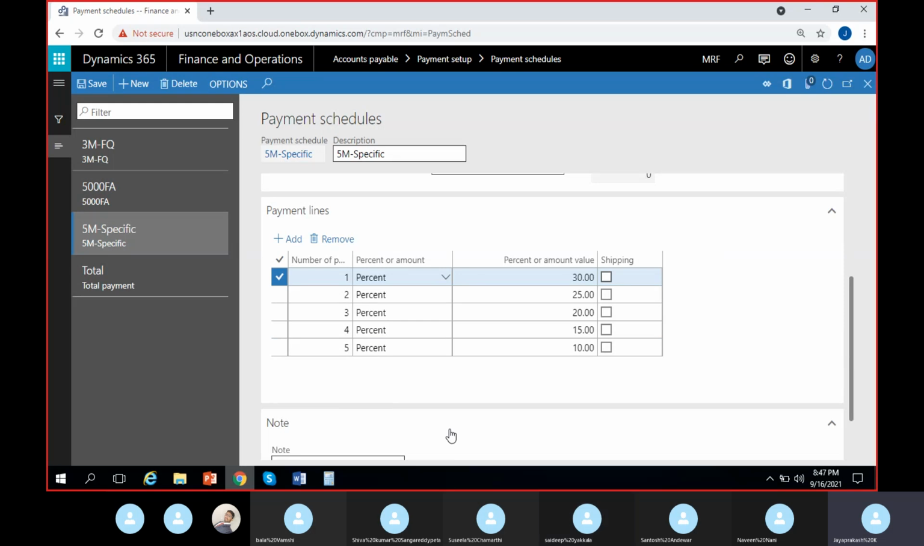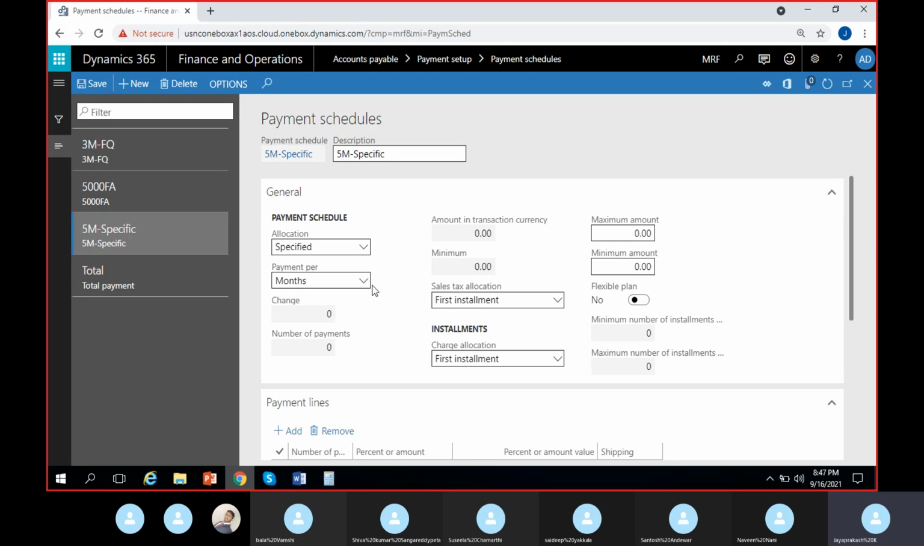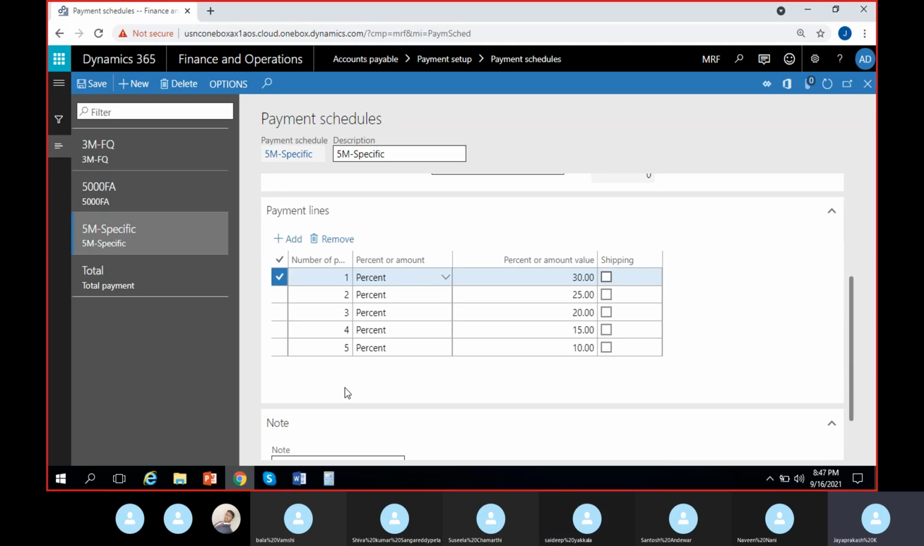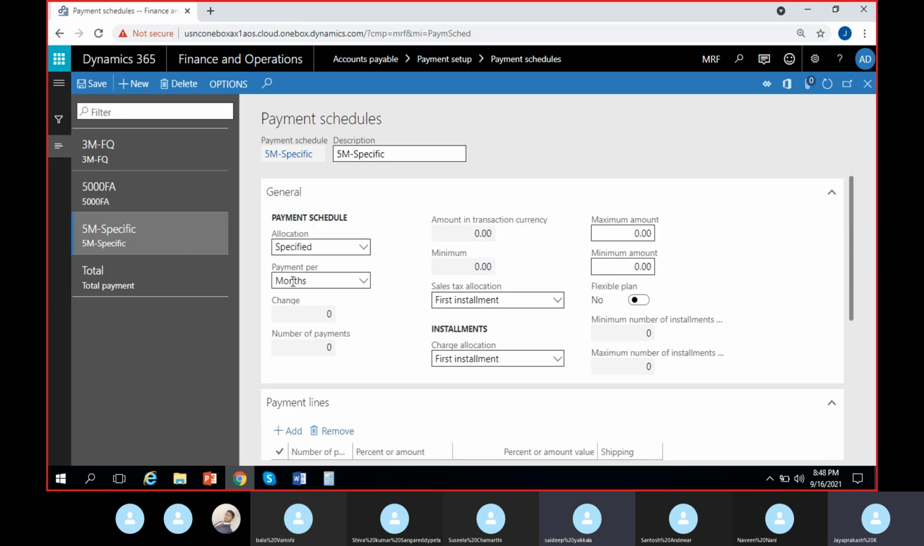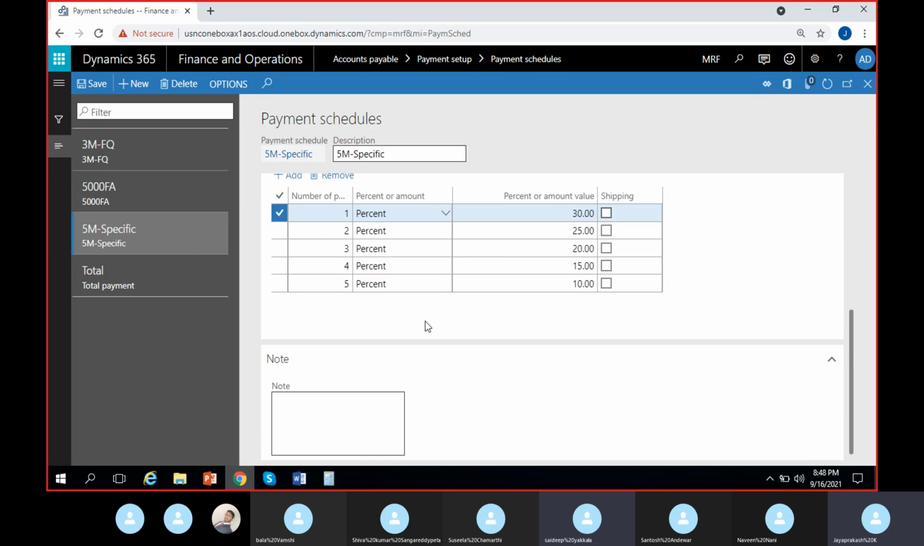JP? Sandeep, yes. In the specific method, we don't have to mention the number of installments and change? No. You gave months here, so it will calculate for every month. However many months you give here, that many. You gave 5 months, right? So 5 installments. We don't have to mention any value in the number of installments and change. No need. If you give 5 here, it means 5 schedules, one for each month. Okay, JP. Thank you.